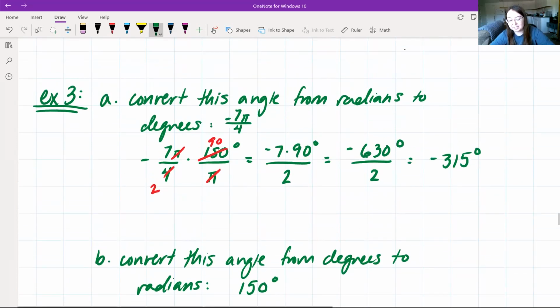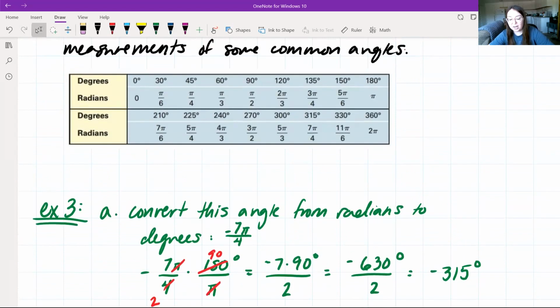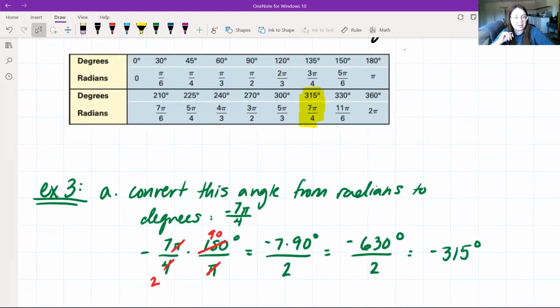Now, if we actually look at the table, 7 pi divided by 4 corresponds to 315 degrees. We see right here. And if it's negative, that just means our degrees are negative. So we can use the table fairly easily if we're able to, but if we're not able to, then we want to use our formulas.